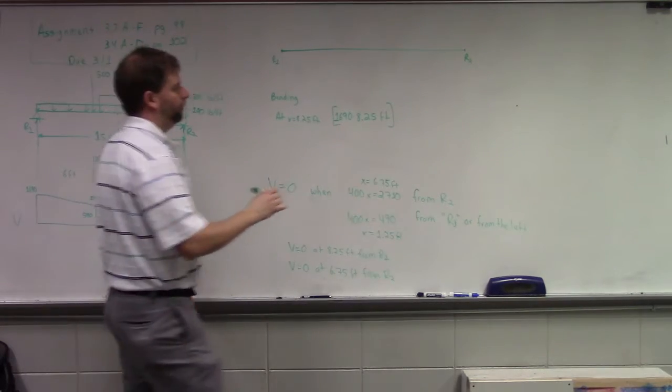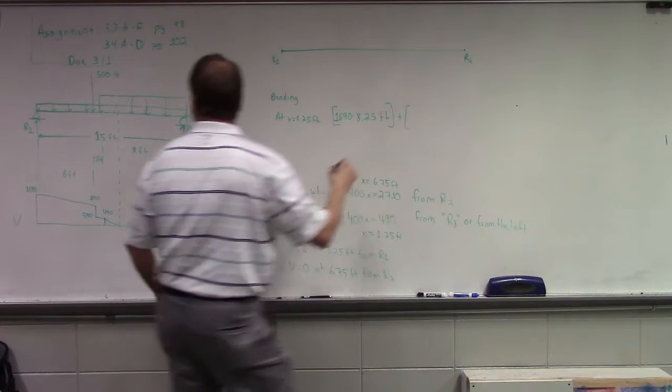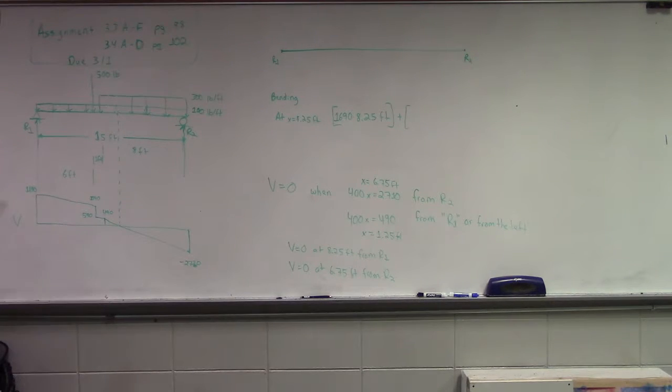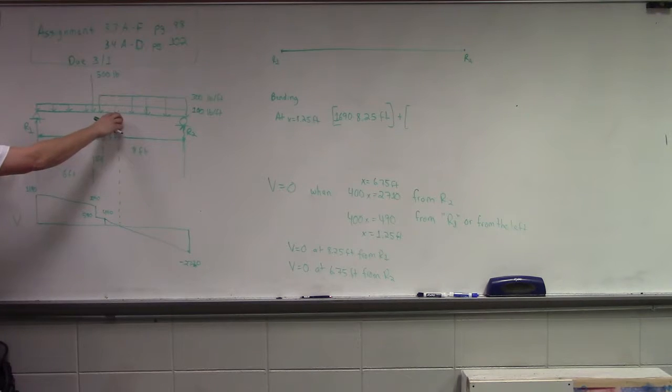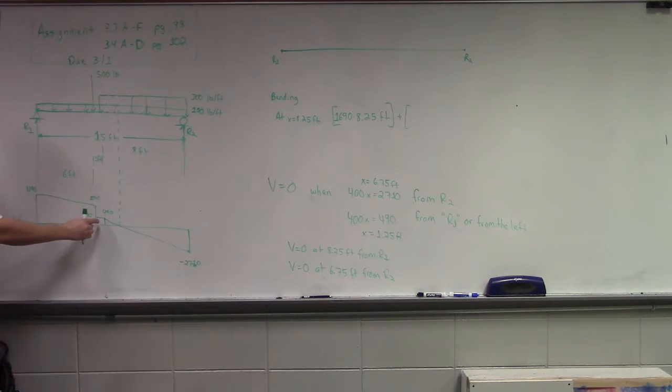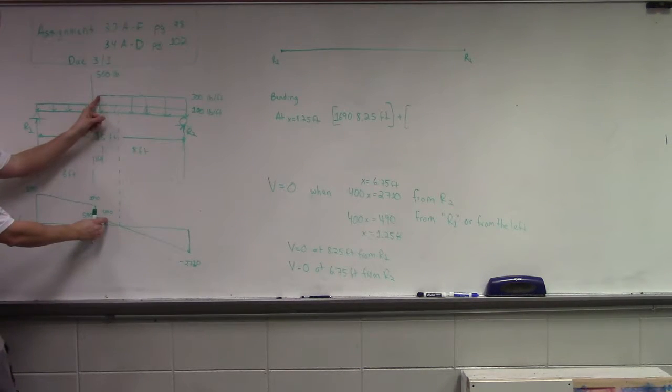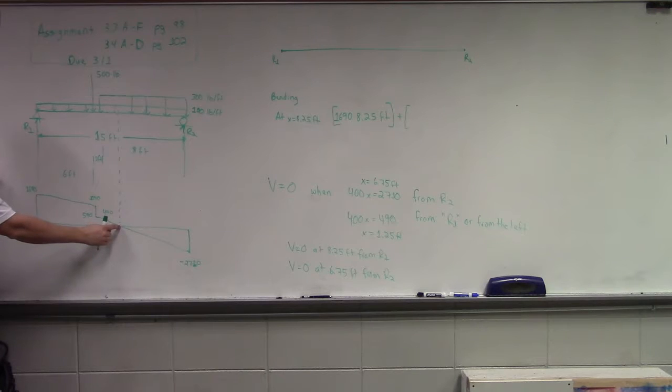Okay, 500 times 8.25. Now we have to be careful. How far away is this 500-pound force from this point? 2.25. Why do you think it's 2.25, Kurt? Because that's where the zero is coming from to the left. Yep, it's 1 foot from here to the start of our 300 pounds per foot, and then from here to the point where shear equals 0 is 1.25 feet.